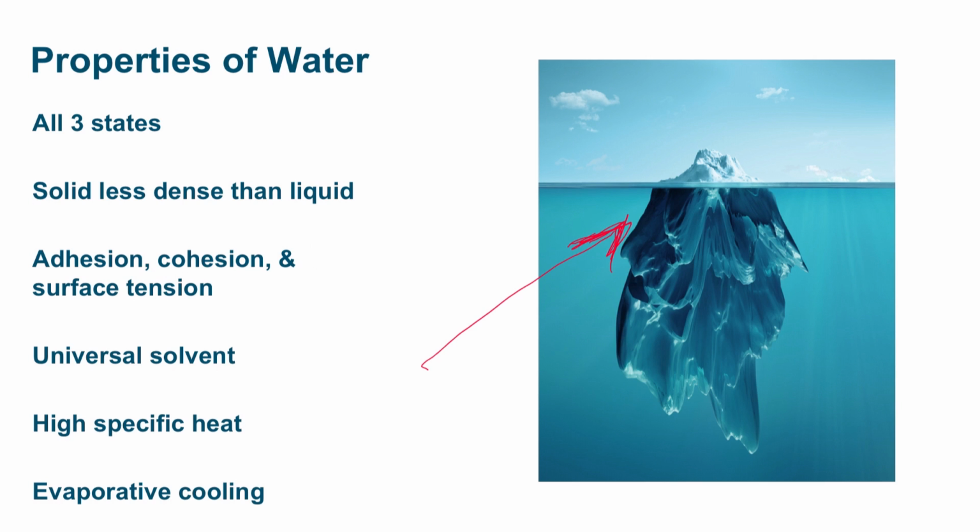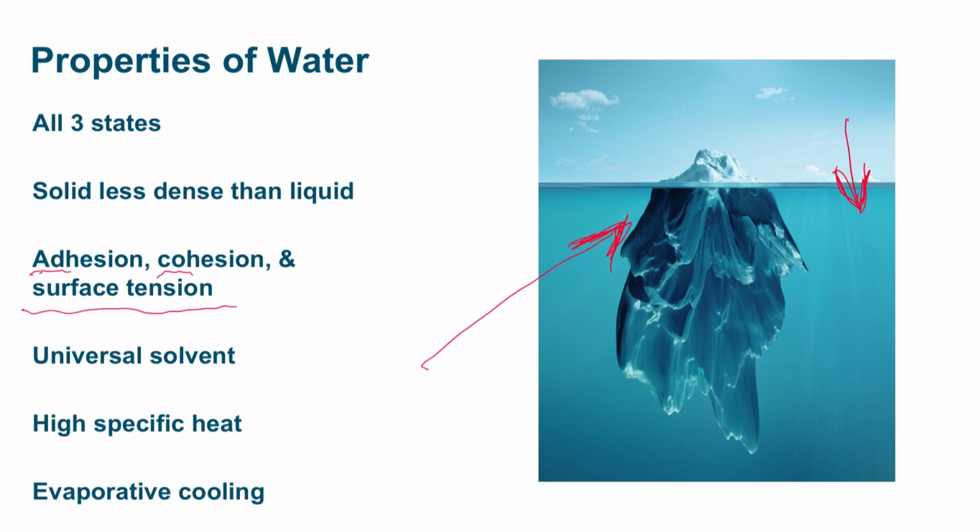Adhesion, cohesion, and surface tension are also really important characteristics of water molecules. Adhesion, the AD part, means that water molecules will stick to molecules other than water very well. Cohesion means that water molecules stick to each other very well. And surface tension means that it's difficult to break the surface of water.